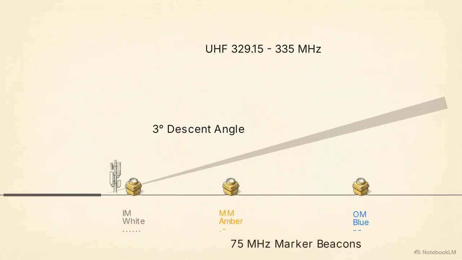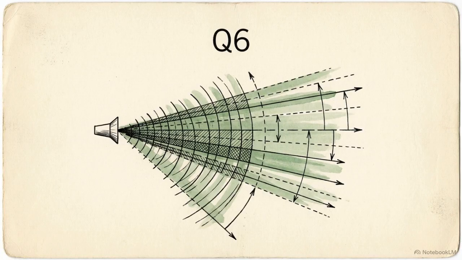Along this path sit 3 75 MHz marker beacons. The outer marker pulses 2 dashes per second with a blue light. The middle flashes alternating dot dash with an amber light. The inner sends 6 dots per second with a white light. Quadrant 2 Rapid Recall.